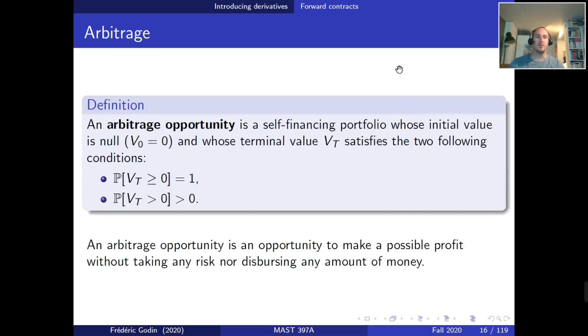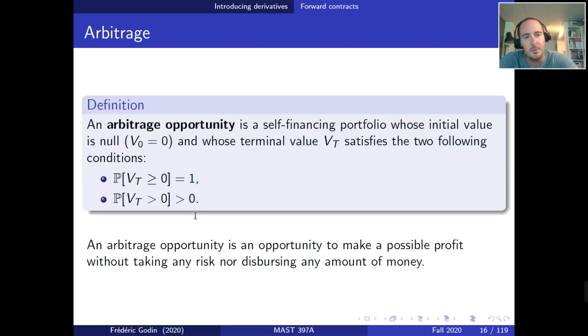So this leads to the definition of what we call an arbitrage opportunity. An arbitrage opportunity is a self-financing portfolio whose initial value is zero, and whose terminal value, denoted V capital T, satisfies the two following conditions. First, at a future time capital T, it will be greater or equal to 0 with probability 1, and it will be greater than 0 with a positive probability. So some probability strictly greater than 0.